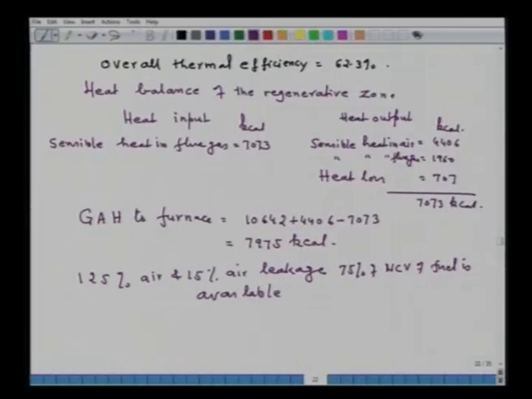So, in this particular example, we have used the same fuel, 90% carbon, 10% hydrogen, of the same calorific value, that was 10642, as I gave in the previous lecture. So, all that we have found out now, with 125% air and 15% air leakage, is that 75% of NCV of fuel is available. I will wait for the analysis of the answer till I do one more case.